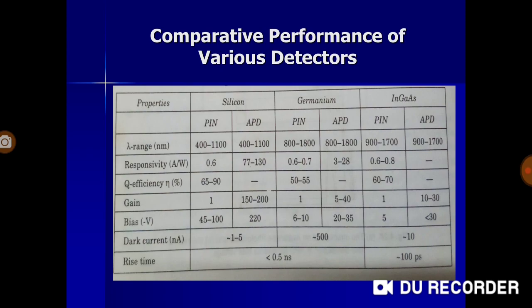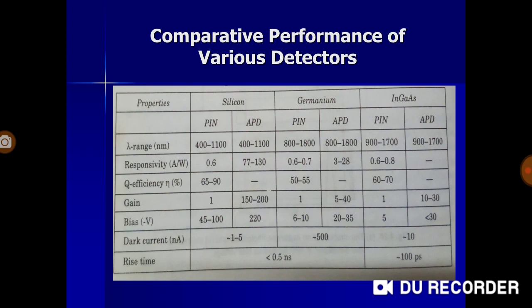For PIN photodiodes, of course, it holds, and we can compare. For silicon, it is 65 to 90. Germanium, it drops to 50 to 55. And for indium gallium arsenide, it is 60 to 70, almost of the same order. Then gain. Obviously, gain is the property of APDs. For PIN photodiodes, the gain is 1, that is, the output is equal to the input. But for APDs, it is 150 to 200 for silicon, 5 to 40 for germanium, so the gain is not much high for germanium, and 10 to 30 for indium gallium arsenide. So if we compare, APDs have much higher gain when made of silicon.